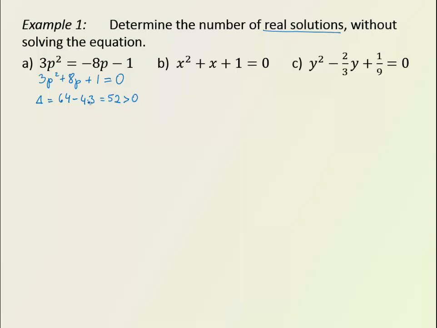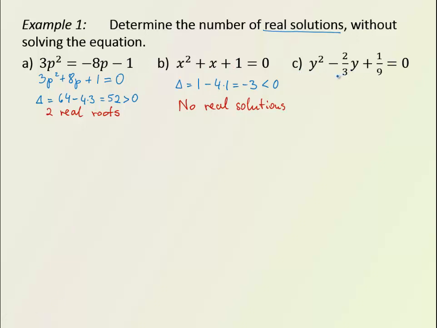It is positive. So what can we claim? Well, discriminant positive, we have two real roots. The question didn't ask us to solve it. The question just asked us to determine the number of real solutions. The second one, it's already arranged in order. Let's calculate the discriminant. b squared, 1, minus 4ac. Oh, it's definitely negative. So that means that we have no real solutions. We will have, but only complex numbers, not real solutions.